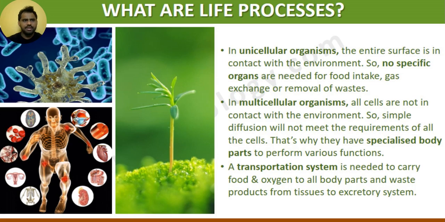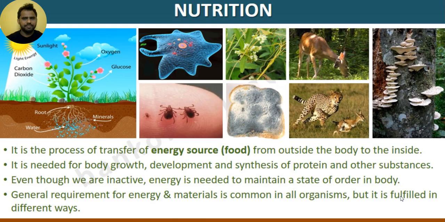So the answer is very straightforward. In multicellular organisms, all cells are not in contact with the environment. So simple diffusion will not be able to meet the requirement of all the cells. That's why they have specialized body parts to perform various functions. This is an important question. It can be asked. A transportation system is needed to carry food and oxygen to all body parts and waste products from tissues to excretory systems.